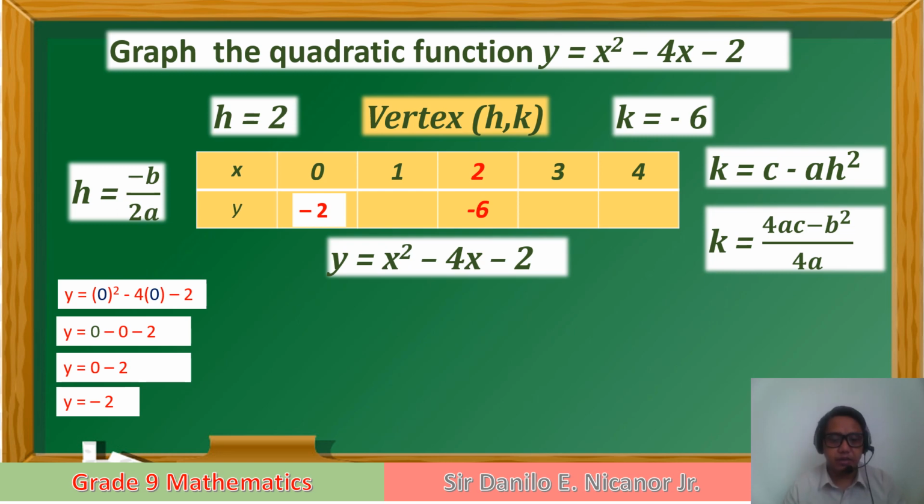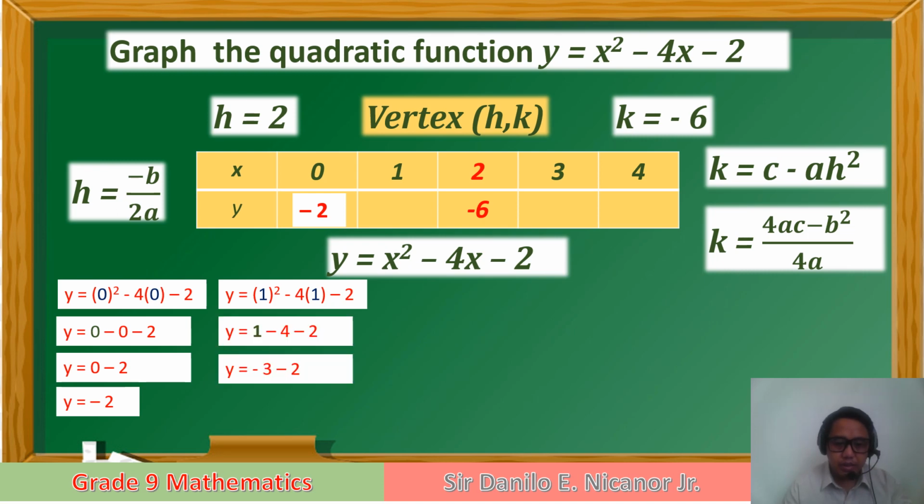Then let's have y naman. So, if x is 1, and then x raised to 2, from here yan, papalitan yung value ng x, minus 4 times 1. And that will be equal to, again, then the answer will be negative 5. Again, kung tama ka, congratulations. So, negative 5. So, 1 and negative 5.